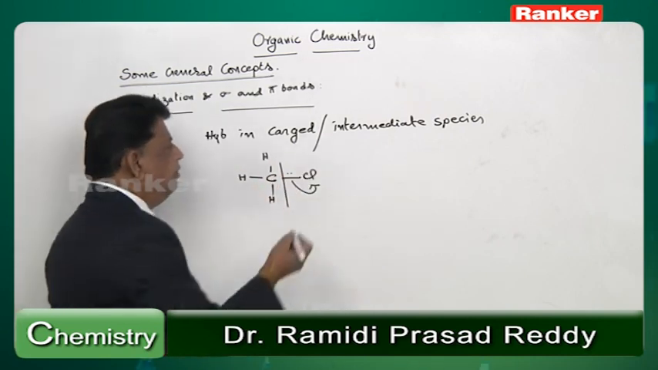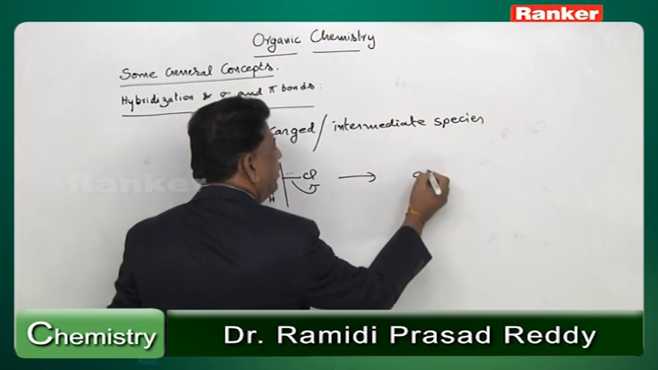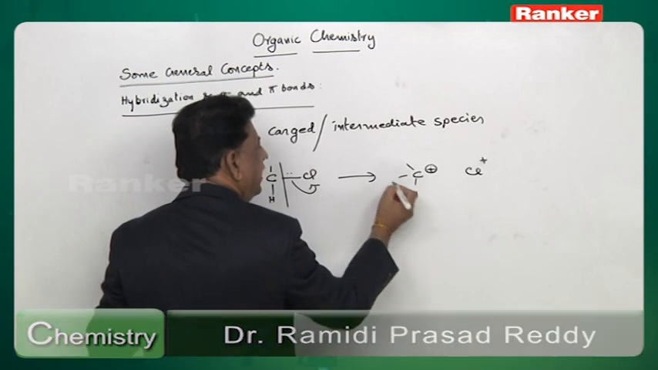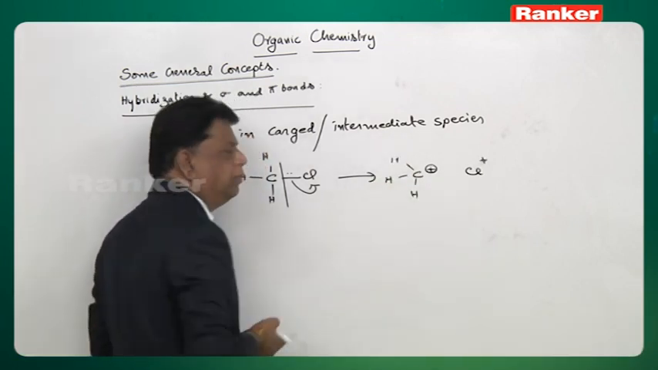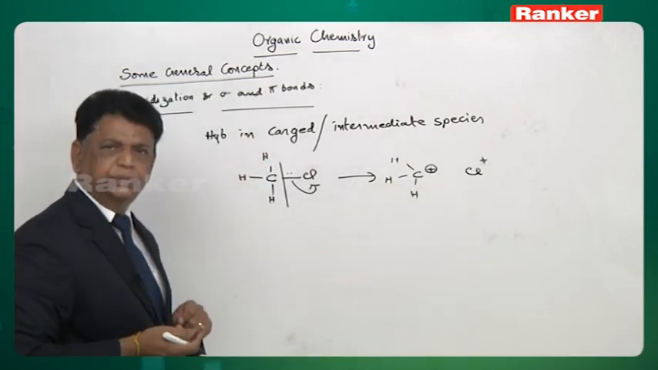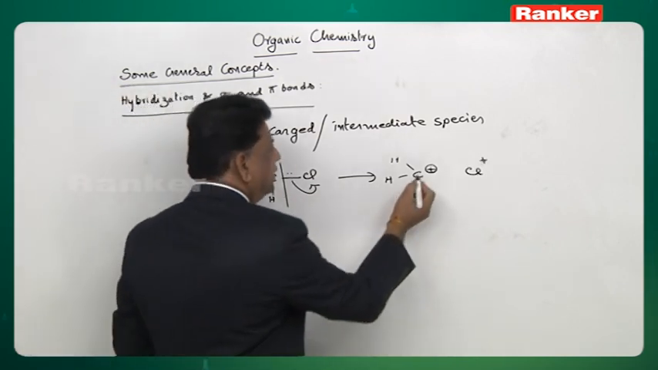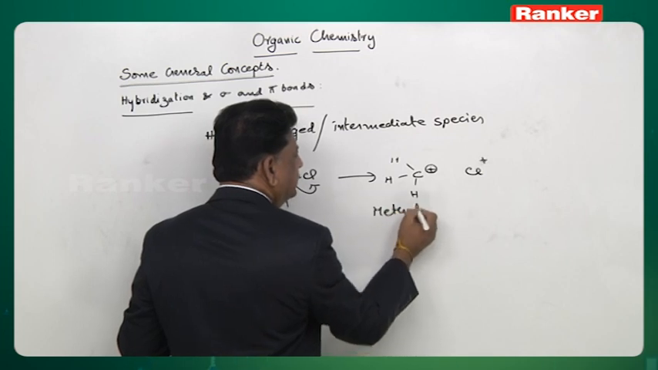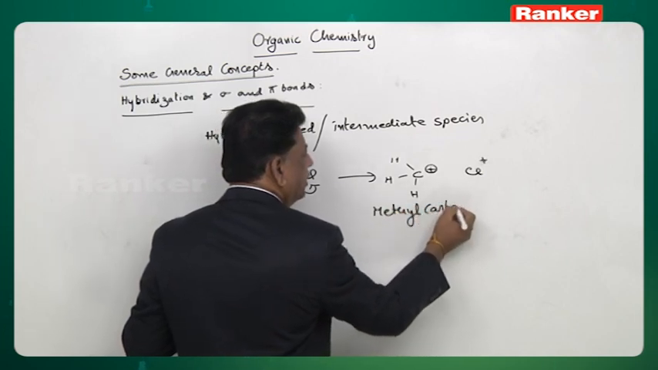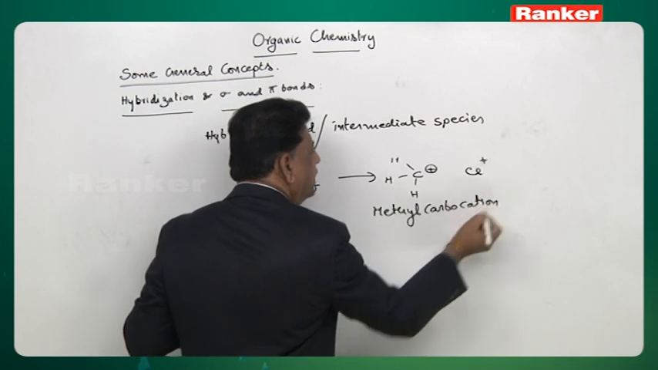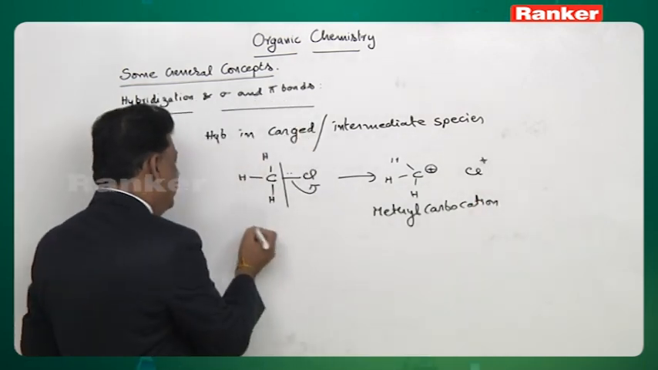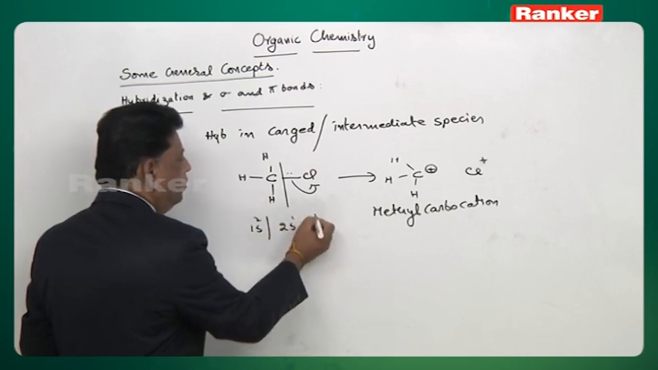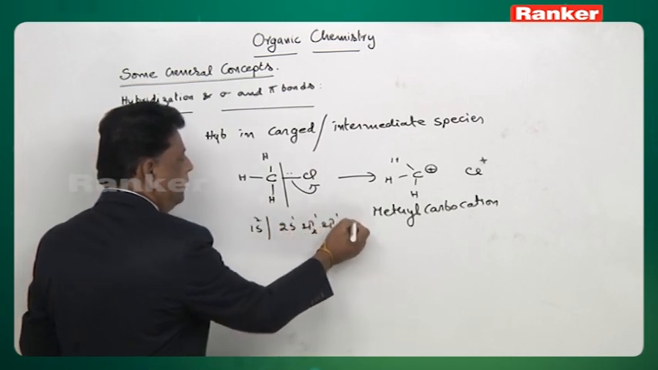So, this carbon will now result in the formation of a positive charge. Cl will become Cl minus, however. So, only 3 hydrogens will be there and the carbon will acquire a positive charge. Now, this group is called methyl. A carbon with a positive charge is called a carbocation. In this carbocation, originally we have 1s2, leave it, 2s1, 2px1, 2py1, 2pz1, right.